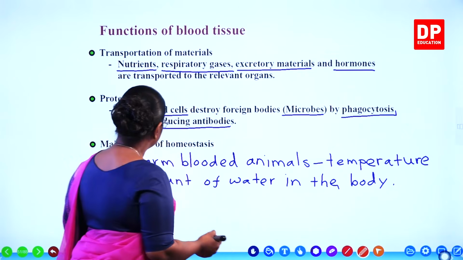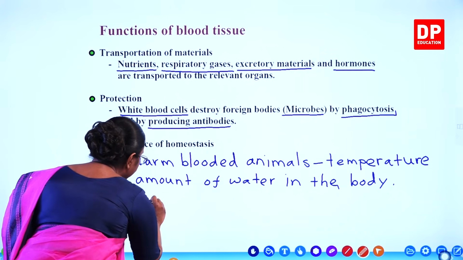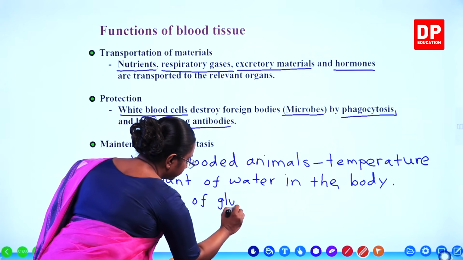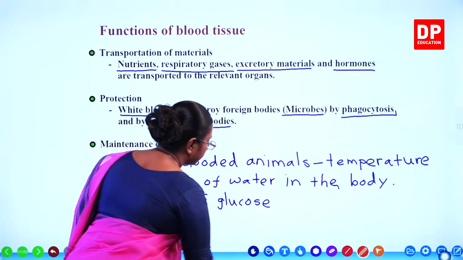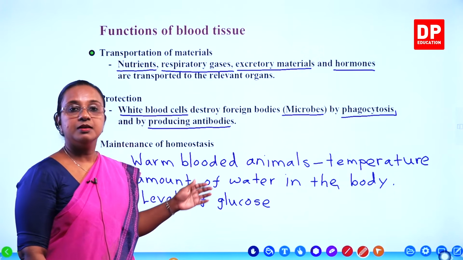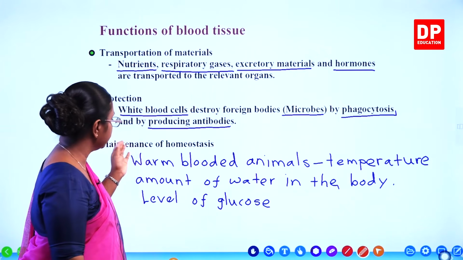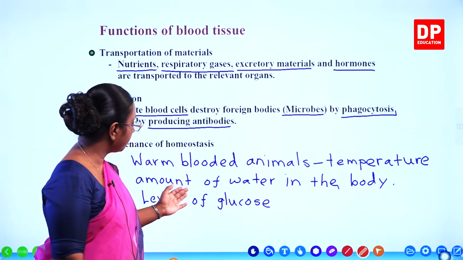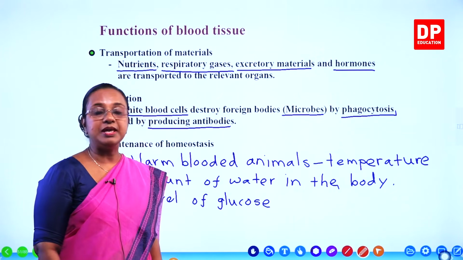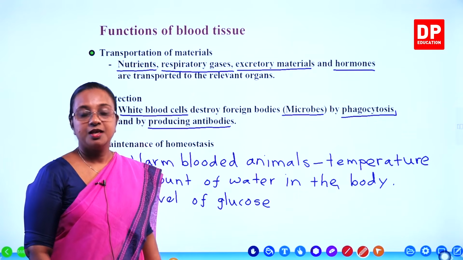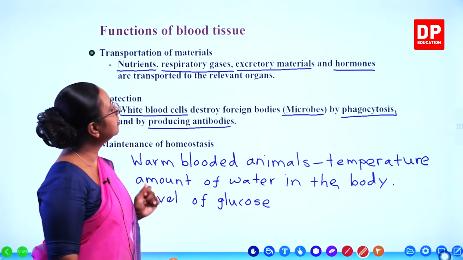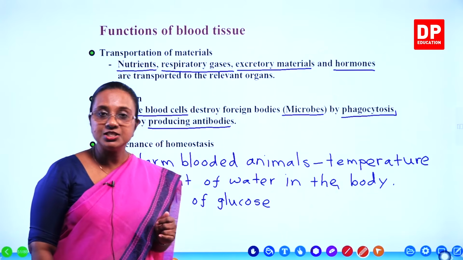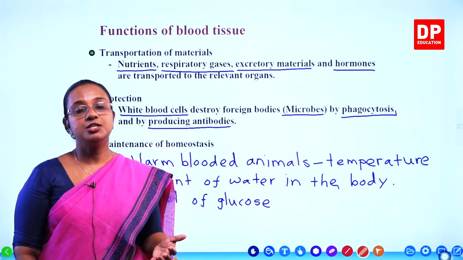Then we have the level of glucose. These are some of the things that need to be maintained during the process of homeostasis. Balance of water, balance of glucose, and maintaining the temperature. So students, those are the functions of blood tissue. With that, we have finished the discussion on connective tissues.